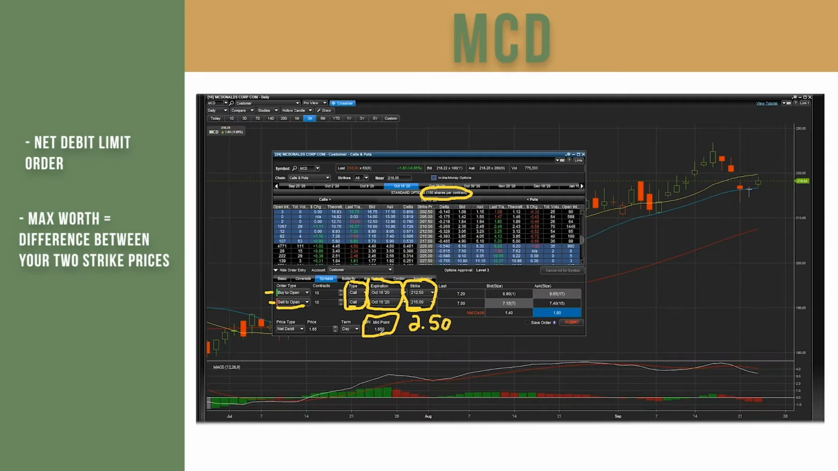Okay, so now if we're paying $1.65 for it, and it could be worth $2.50, that's a max net gain of 2.5. Divide that by 1.65. That's a max gain of 51.52%. Okay, so simply what this means is as long as McDonald's is above $215 a share on October 16th, this trade is going to make you a 51% return, almost 52%.